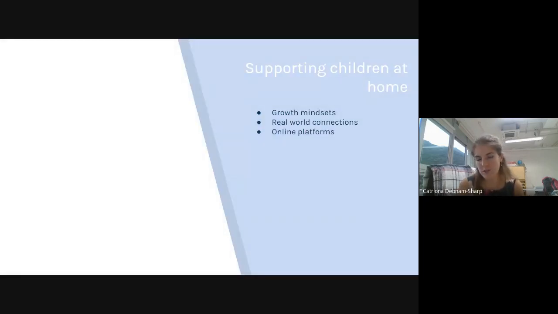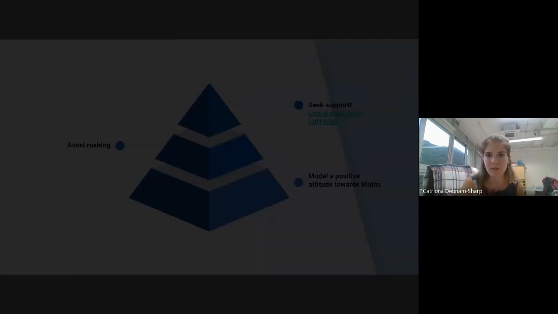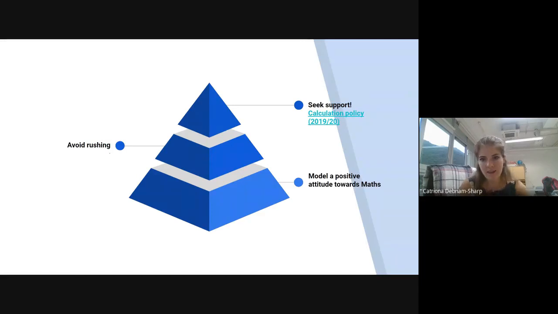Okay, so the last part then is about how you could support your child at home. So we're going to talk about the growth mindsets, what you can do, real world connections, and then the online platforms that we have that deliver some of the programs that we are teaching. So key thing, with all these pyramids, we're going to start at the bottom.